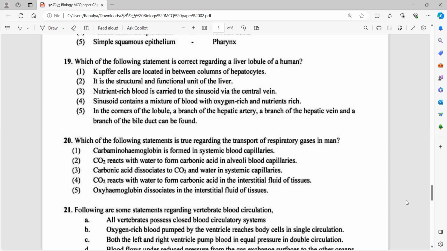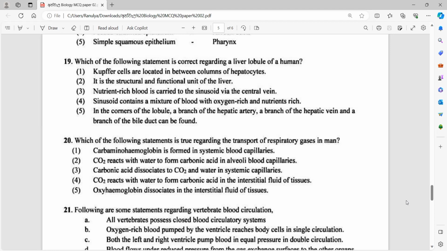Right? So this arrangement allows venous blood, which has low oxygen concentration and high concentration of nutritional materials, to mix with the arterial blood. So that is the correct answer.